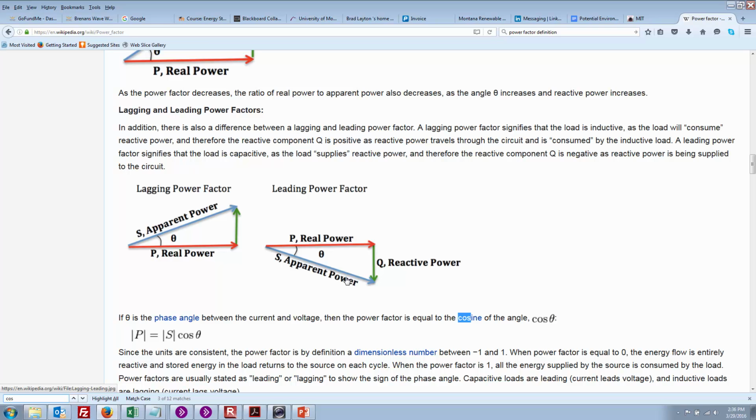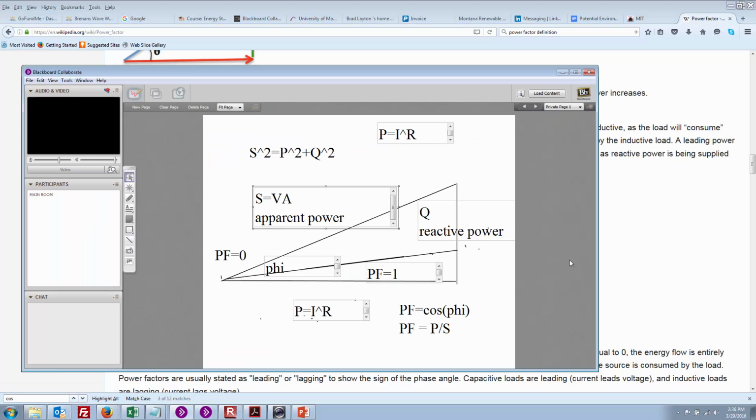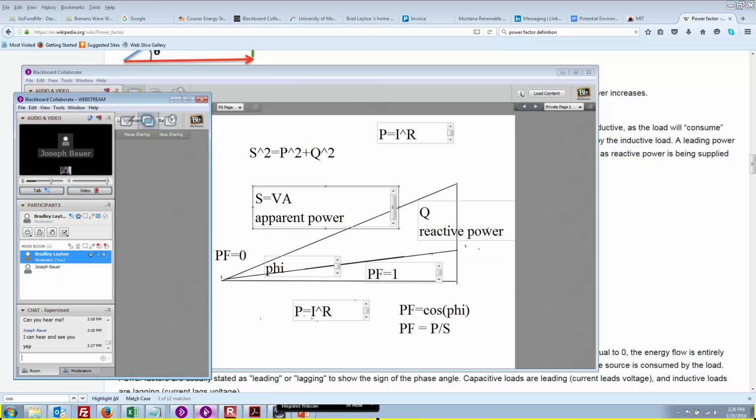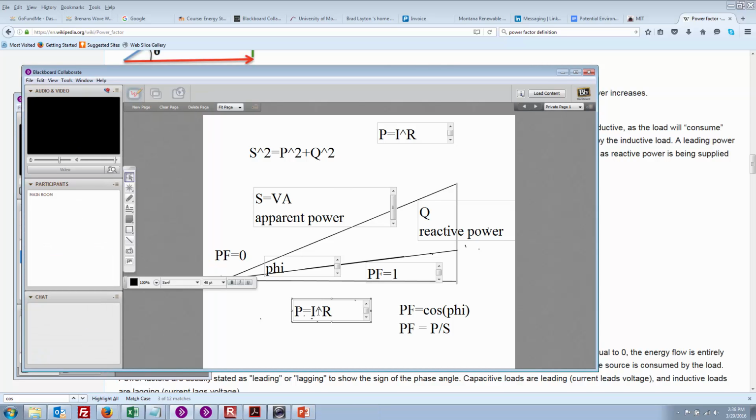Okay, so there is the story, sort of physically and mathematically, on power factor. So I'm just going to throw it back to Joe for a second. Any questions on that, Joe? Is that clear enough? I had apparent power and reactive power backwards there for a second, but what you see on the screen now is correct, except for the fact that P is I squared times R. We don't need that up there.